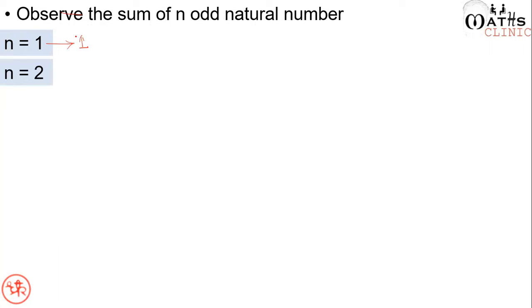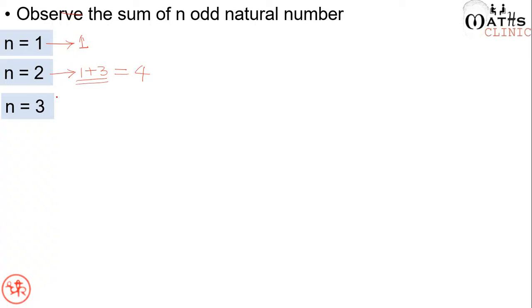Okay. Then look at here. N is equal to 2, that is 2 odd natural numbers. So what is the sum of 2 odd natural numbers? 1, the first odd number, and after that the next one. These are 2 odd numbers, and what is the sum? 4. Is that clear? N is equal to 3.